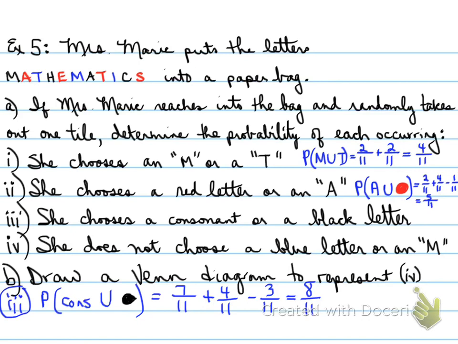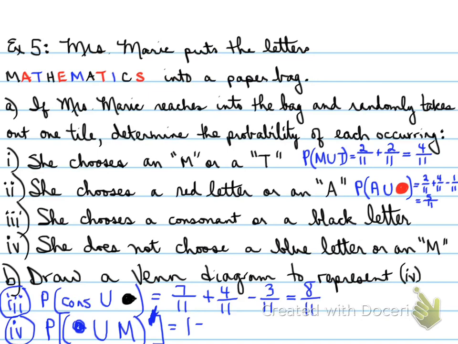Now, part 4. She does not choose a blue letter or an M. How would we approach this question? Well, what we'll do here is the complement. If we find the probability of choosing blue or M, we can find the complement of that. Notice the little prime symbol right here; this prime symbol means we want the complement. To do the complement, we're going to do 1 minus the probability of choosing blue or M.